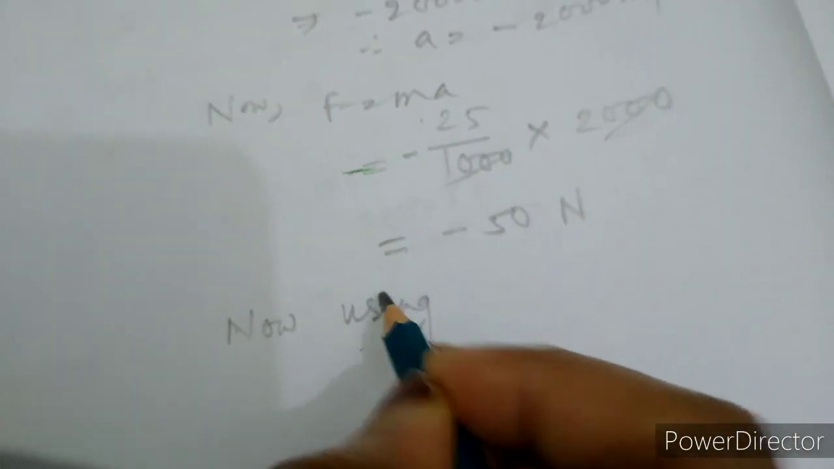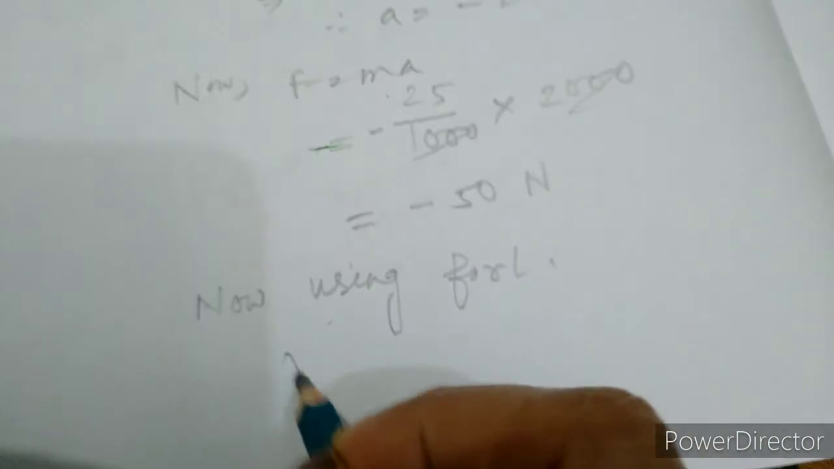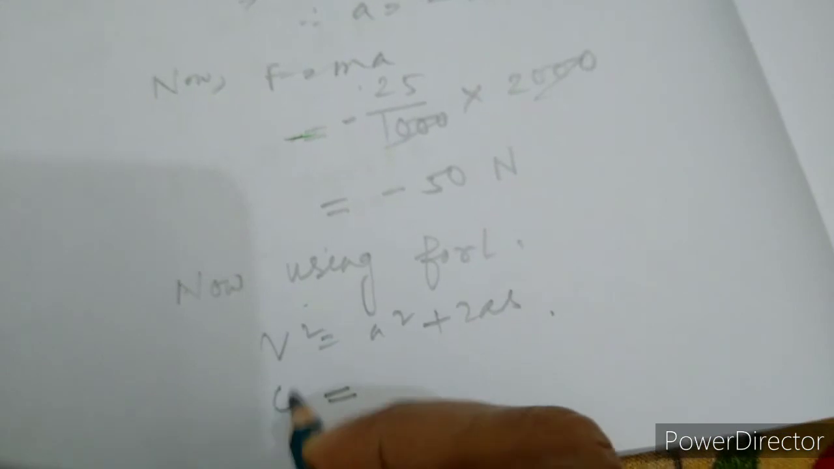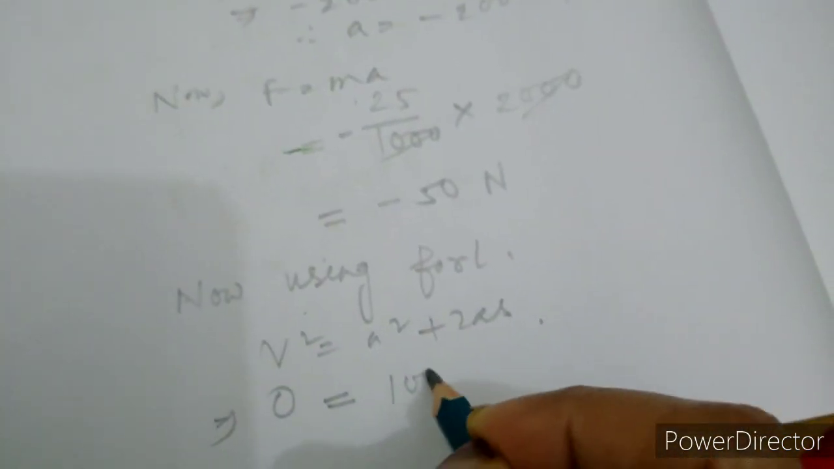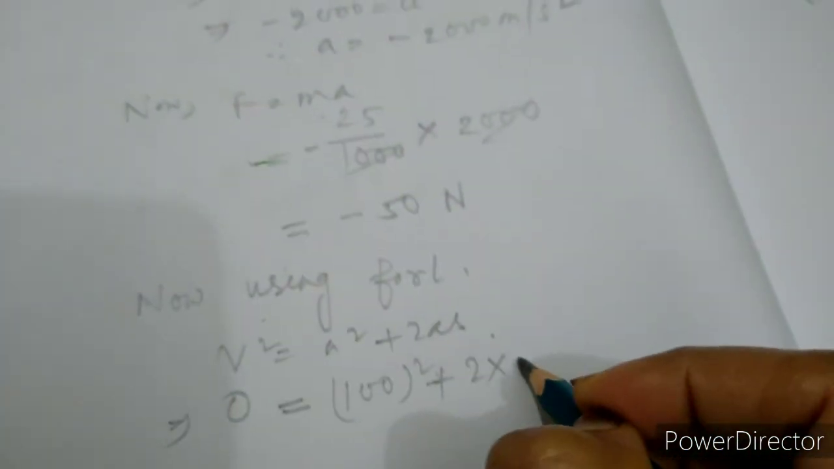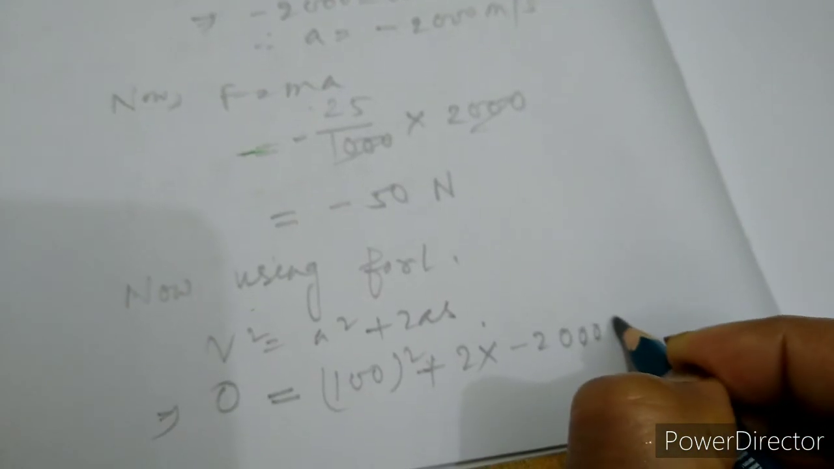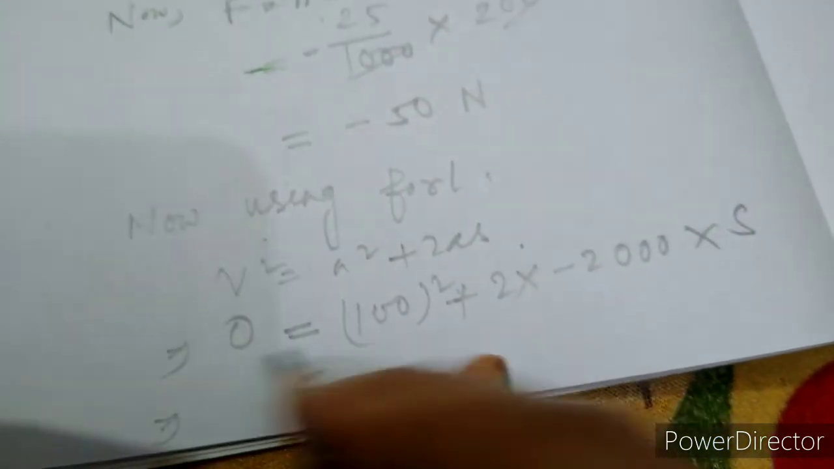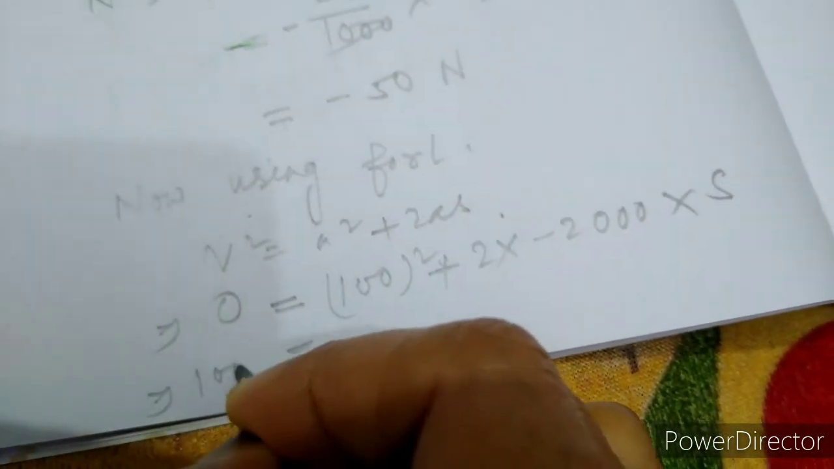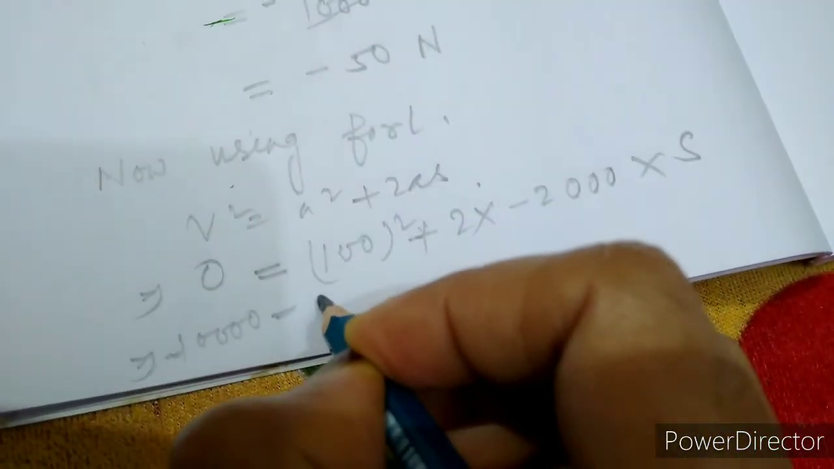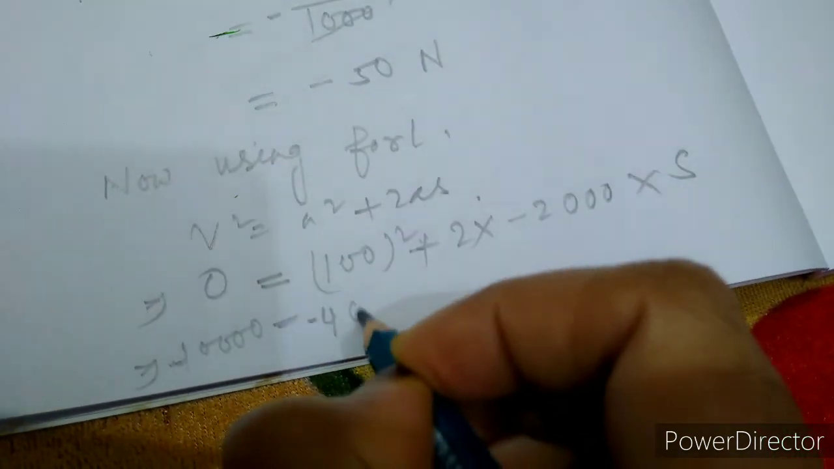Using the formula, which formula? v square is equal to u square plus 2as. So v is equal to 0, u square is equal to 100 square, plus 2 into a, a is how much? That is minus 200. And S you have to find. Now find it out. It will go to this side, so it will become 2 into 200, that is 400, and it will be minus. And here it is 10000. This is also minus 400 into S.